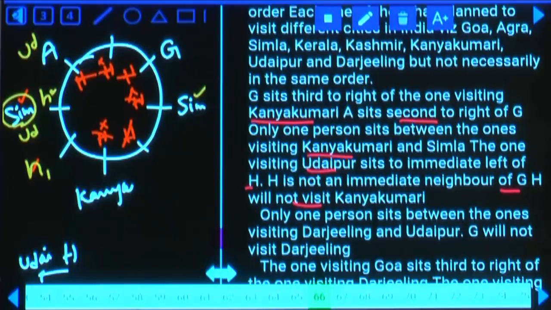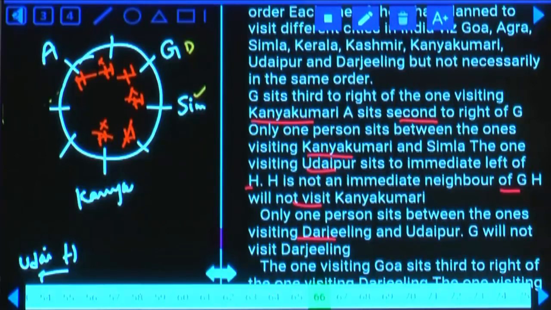And only one person sits between the ones visiting Darjeeling and Udaipur. Between Darjeeling and Udaipur, how many persons must be there? There must be exactly one person. As there is only one person between Darjeeling and Udaipur, and G will not visit Darjeeling, hence Darjeeling cannot be here. As Darjeeling cannot be here, Udaipur cannot be here. Are you following this or not? As Udaipur cannot be here, hence H cannot be here. As H cannot be here, what is the other possibility left? H at this place, isn't it?